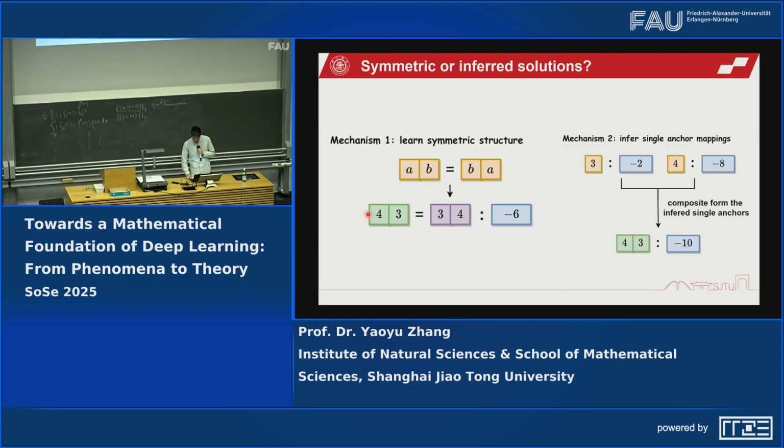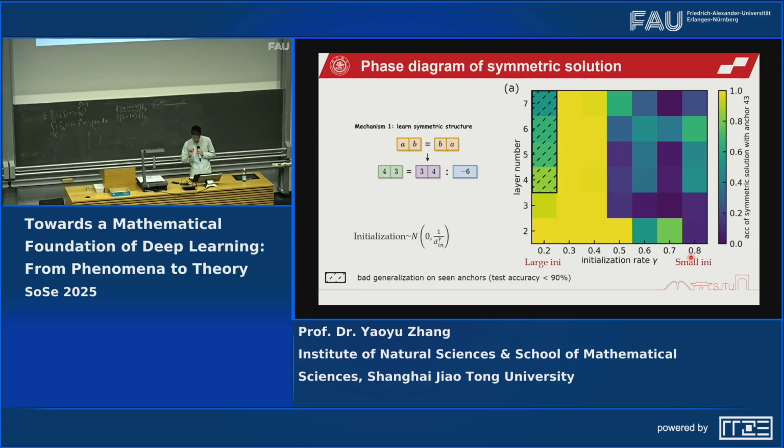There are two kinds of mechanisms. First is a symmetry mechanism. If it learns based on symmetry, then it's -6. If it learns based on composition, then it should predict -10. So here's a regime where we set -6 as the correct answer, as a target. And this axis is the initialization scale, gamma. D input is the width of that layer, so it's to the gamma. If gamma becomes larger, that means smaller initialization.